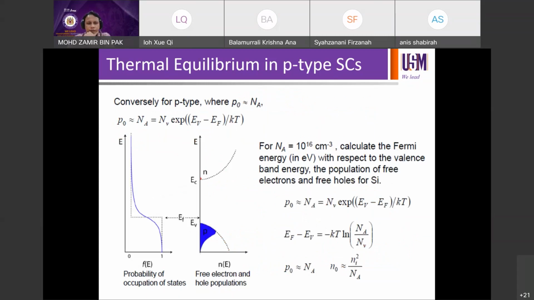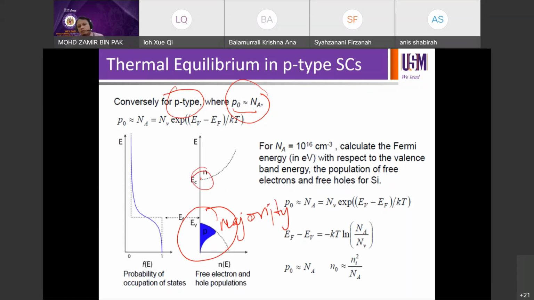On the other hand, for p-type, it's just the inverse of n-type. We've talked about this quite a lot already. So when you dope your semiconductor to p-type, you can approximate your p naught to be equal to Na, right? P equals Na, and you use the same equation there, p equals Na, which equals Nv exponential of (Ev minus Ef) over kT. You can tell already by looking at this that in this case, your holes are the majority carriers, your semiconductor is p-type, and your electrons are the minority carriers, right?